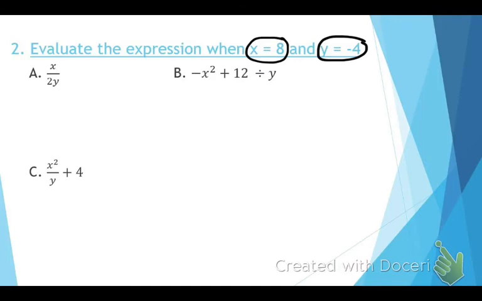All right, repeat after me. Plug it in, plug it in. Plug it in, plug it in. Hope, what am I plugging in for my x? 8. And 8 is correct.